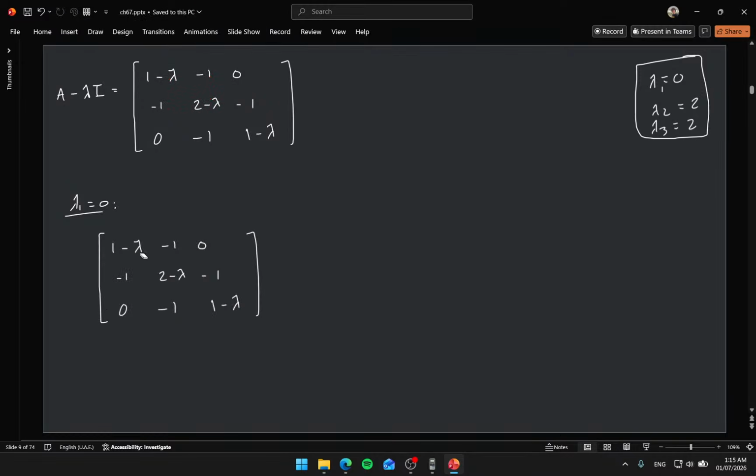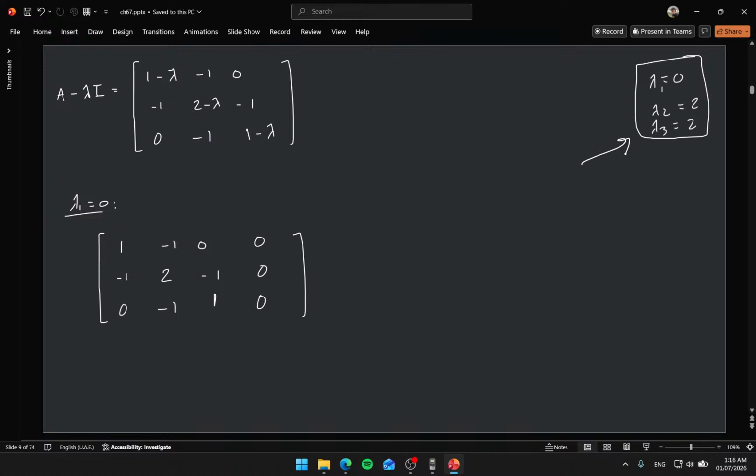So 1 minus 0 is just 1. 2 minus 0 is 2. 1 minus 0 is 1. So 1, 2, 1. 1 minus 0 is 1. 2 minus 0 is 2. 1 minus 0 is 1. And as I said, you add another column of zeros and you reduce it. So that's 0, 0, 0.